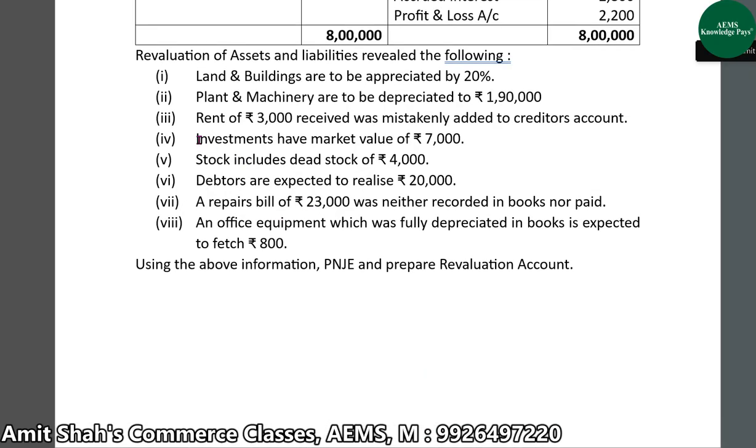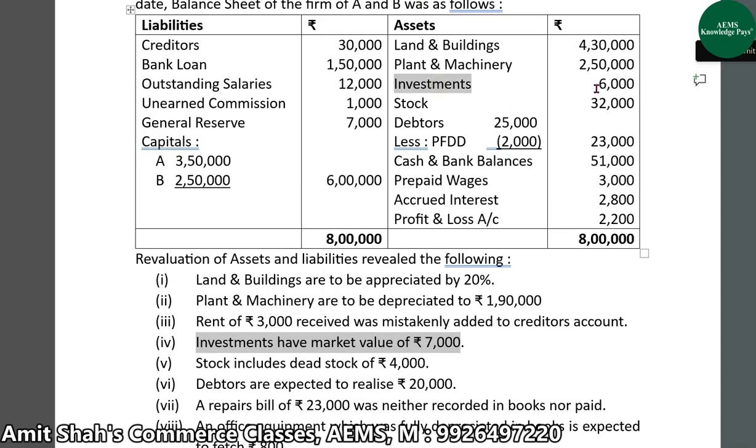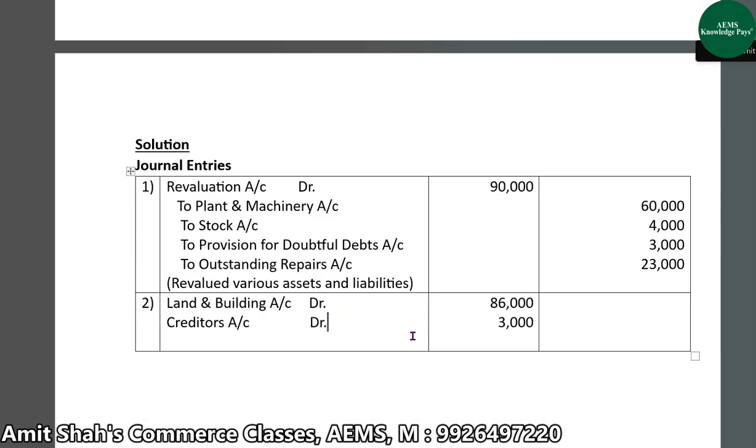Okay, I missed one more thing. Yeah, okay, no, it's correct. Now the other profit that we have is in investments. Book value of investments is 6,000, whereas its market value is 7,000. So we need to increase our investments by 1,000, and for that we will debit investments account.